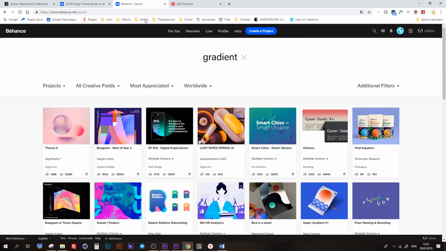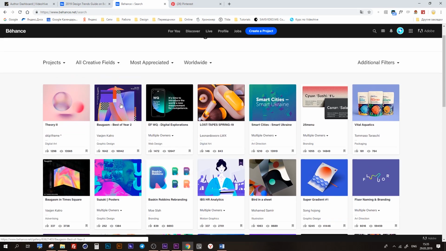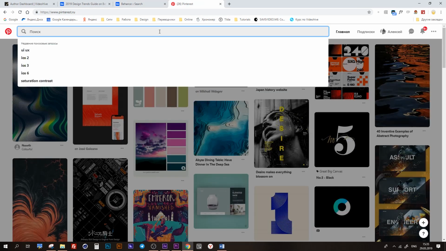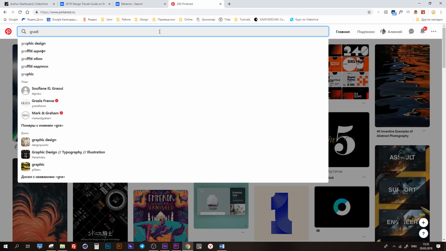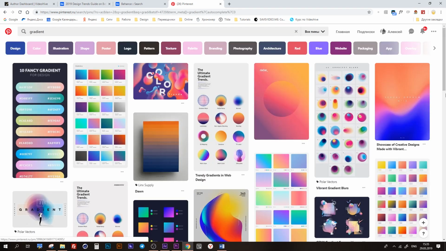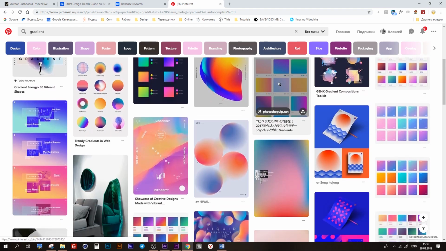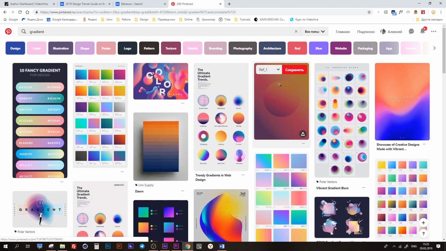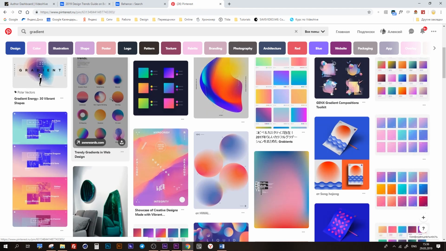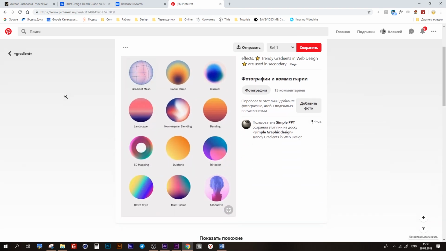So, what is a gradient? Gradient is the transition from one color into another. The most harmonious and pleasant for the eyes gradients are created with colors close to each other: close tone, saturation, and temperature. For example, green and yellow, pink and orange, or blue with light blue, and so on. Gradients can consist of two colors. These are very simple gradients. Also 3 colors, 4 colors, and multiple color gradients.